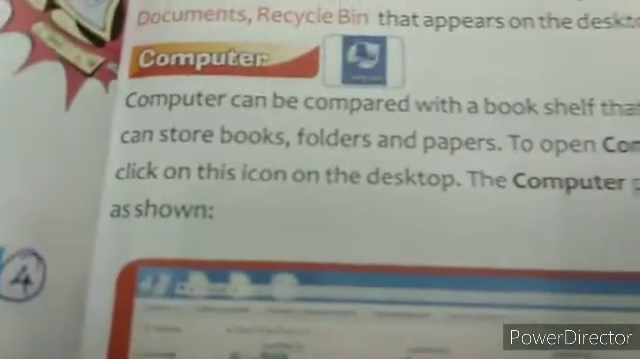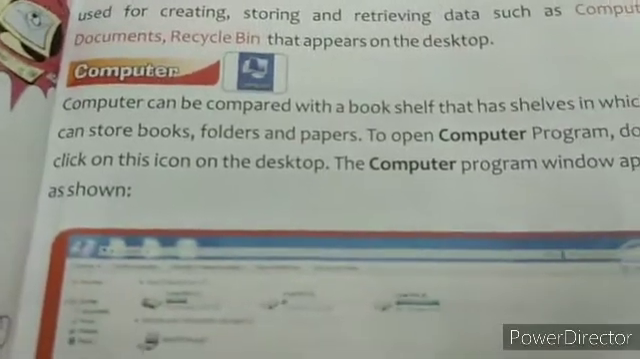So this is a desktop, the computer desktop. The first screen, that is the home screen of the computer, is the desktop. In this desktop there are many icons, folders, documents, drives and the recycle bin. So first we'll see computer. What is computer? That is My Computer, present in the desktop.